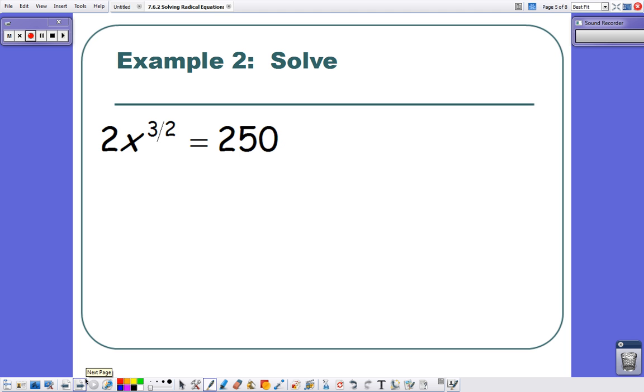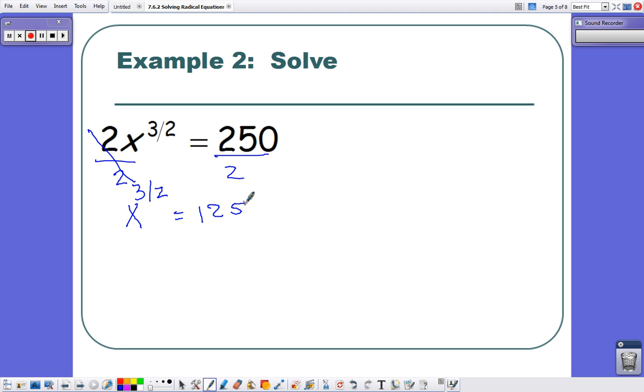The first thing you have to ask, just like with regular exponents, is: wait a minute, what is being raised to the 3 over 2 power? The only thing being raised to the 3 over 2 power is the x. If both were, they would be in parentheses. So let's take care of this 2 so we can get the item that's raised to our power all by itself. I divide both sides by 2, and I end up with 125.